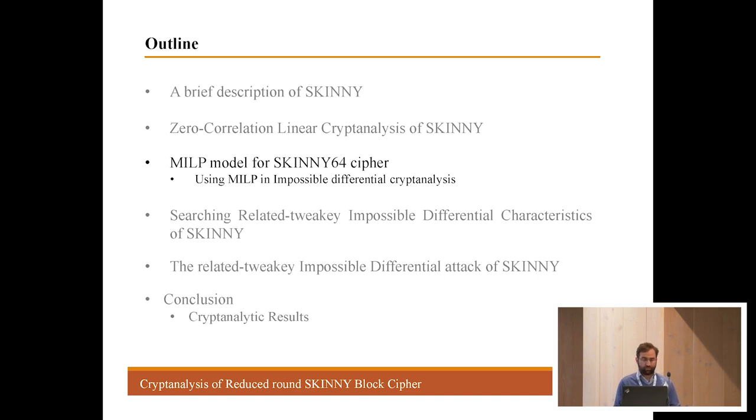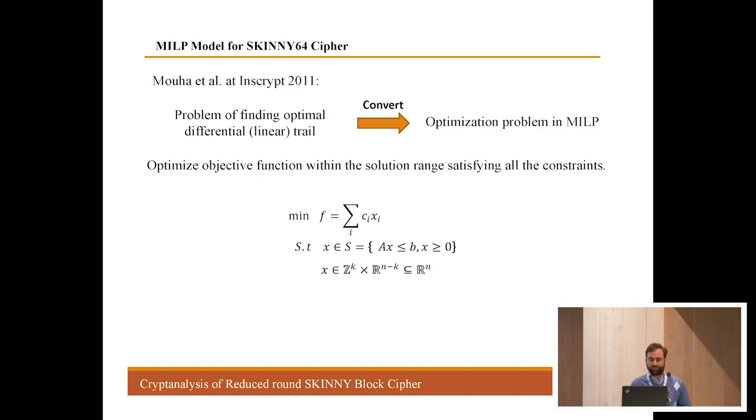In what follows, I focus on related-tweakey impossible differential. First, let me recall the use of MILP models for finding impossible differential characteristics. In 2011, Mouha and others showed that the problem of finding an optimal differential characteristic or linear trail can be converted to an optimization problem modeled in MILP. In MILP, we have a set of inequalities, and also a function for which we want to find a solution such that the function gets its minimum value.